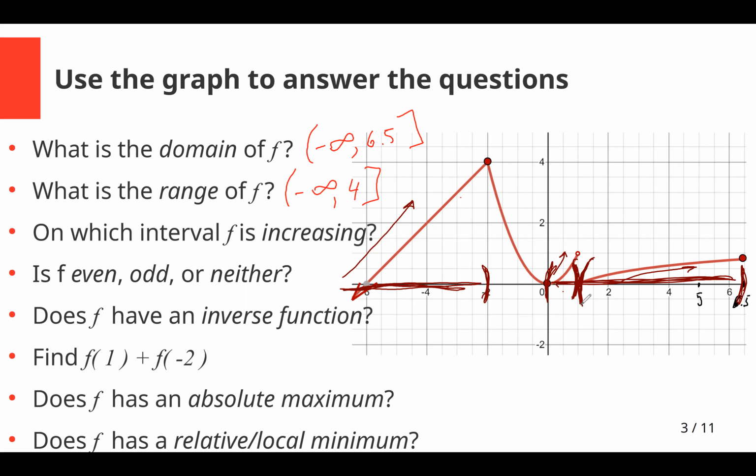So the intervals of increase, from negative infinity to, what is it, -2? From 0 to 1, and from 1 to 6.5, right? From 1 to 6.5. This is a decimal point. So something like that. This will be our intervals of increase, right? Let me know if you have any questions.